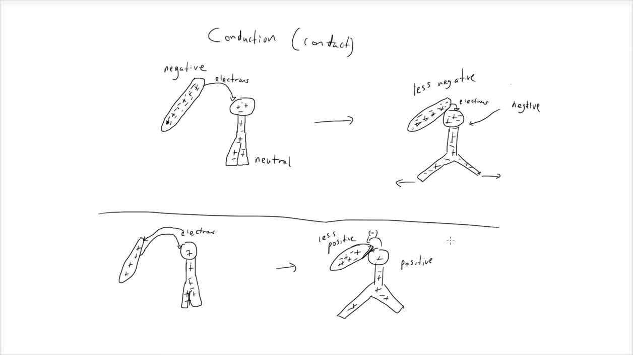And just like when the negative thing touched the neutral thing, the electrons will keep flowing until they reach an equilibrium where there's equal attraction in the rod and in the electroscope. And that's, again, when the electrons will spread out. And that is conduction.